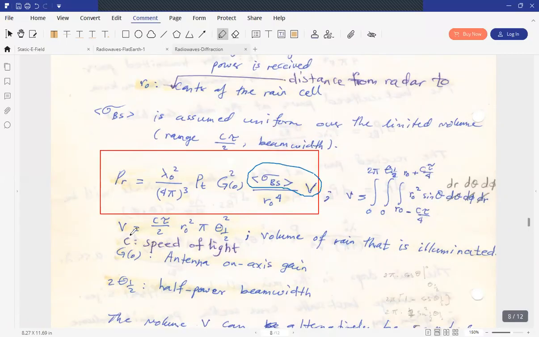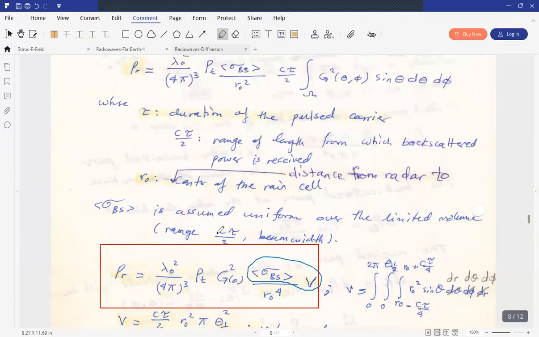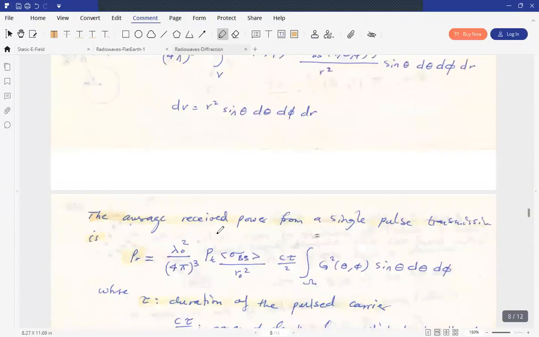The volume of the rain cell is given by C tau over 2 R naught squared pi theta 1/2 squared. C is the speed of light, tau is the pulse duration of the radar, and R naught is the distance between the radar and the rain. And theta 1/2 is half of the half power beam width. Not half, it is half of the half. You understand?